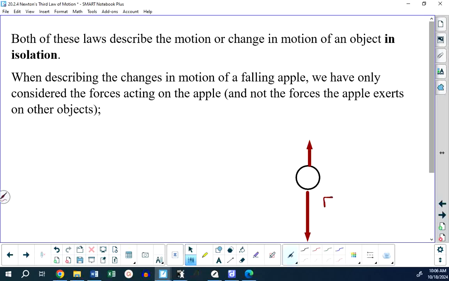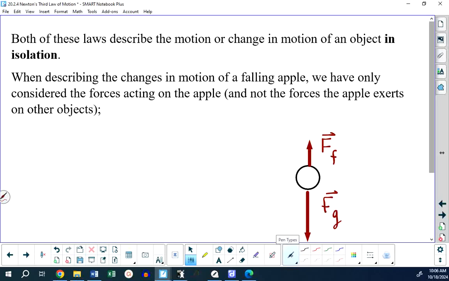One would be a force of gravity, and one would be a force of friction with the air, which is opposing gravity, right? But the fact of the matter is the apple is attracted to the earth. That's why an apple falls. But forces don't happen by themselves. They don't happen in isolation. If the apple is attracted to the earth, the earth is attracted to the apple. They pull each other towards each other.